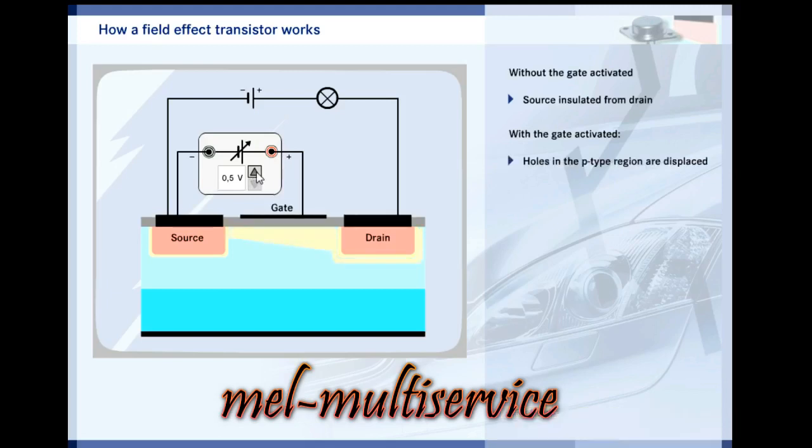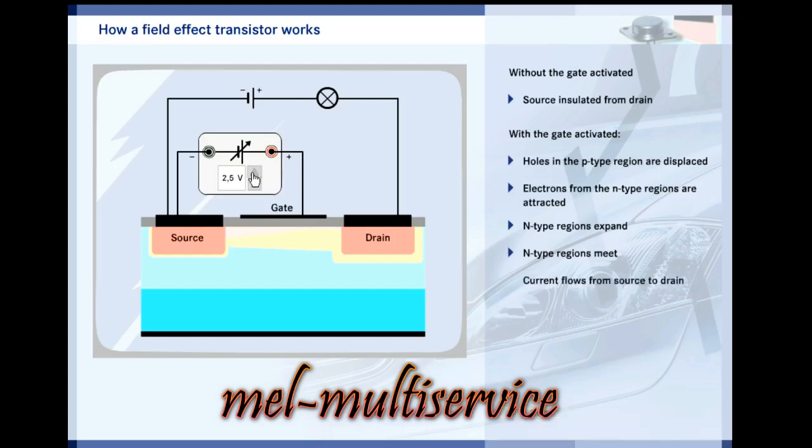The positive electrical field of the gate and the drain displaces positively charged holes from the p-type region and pushes them inside the crystal. At the same time, it attracts electrons from the two n-type regions. The n-type regions expand. Once a certain threshold voltage is exceeded, the two n-type regions meet. Now current can flow, and the wider the channel, the greater the current flow.